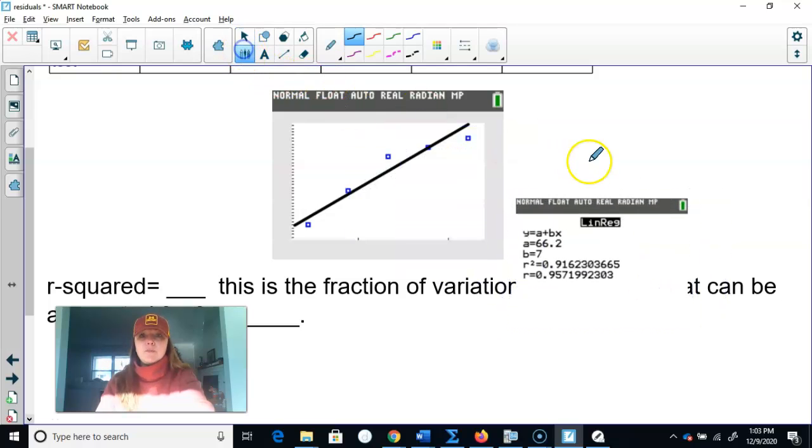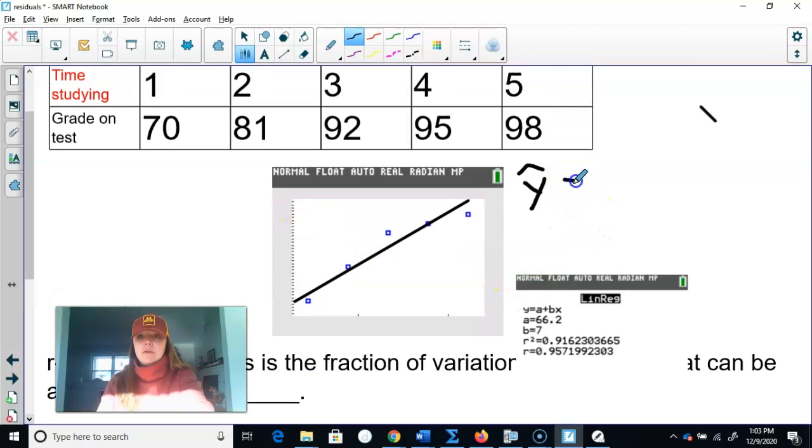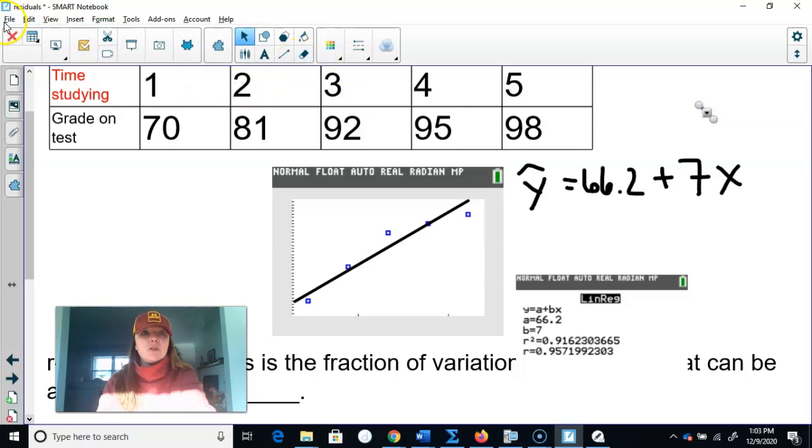So we have our line. Let's write it out. We have Y hat, our predicted grade, is equal to A, this is our y-intercept, 66.2, plus B, our slope, 7, times X, the time we spent studying on a test. You do need to know how to interpret the slope and the y-intercept. I've already gone through that with you in a couple of videos, so you can go back and look at this, and I want to keep this video a little bit shorter today, so I'm not going to do that now.